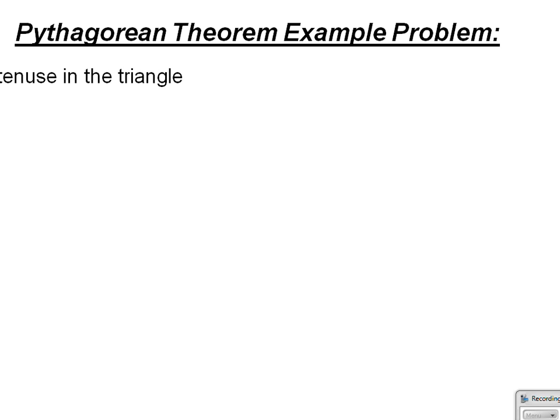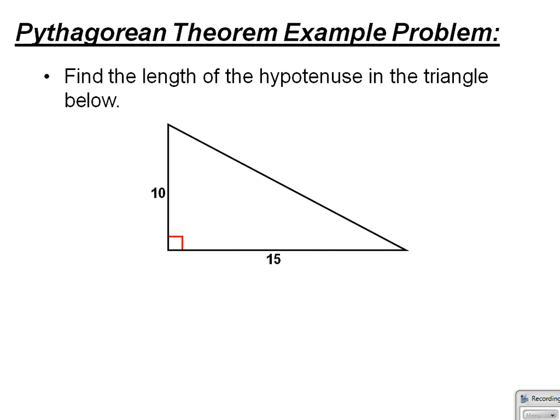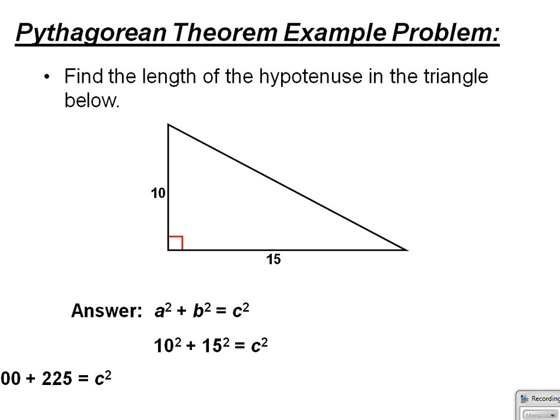Here's an example of the Pythagorean theorem in action. Let's find the length of the hypotenuse in this right triangle below. We know that both legs are 10 and 15 in length. So if we use Pythagoras's equation there and square 10 and square 15 and add that result together, it's going to equal the square of the hypotenuse. 10 squared is 100, 15 squared is 225. Add them together, we get 325.